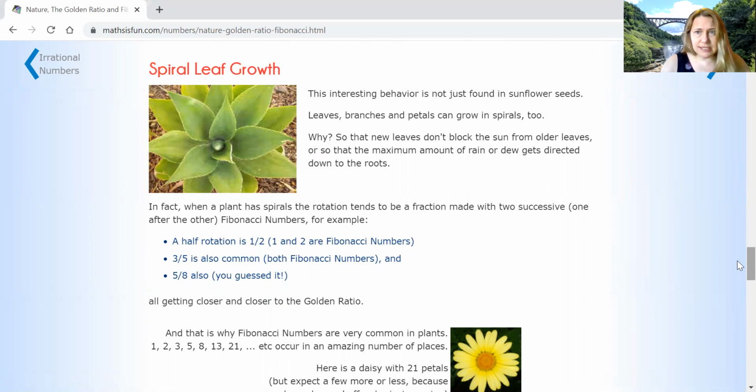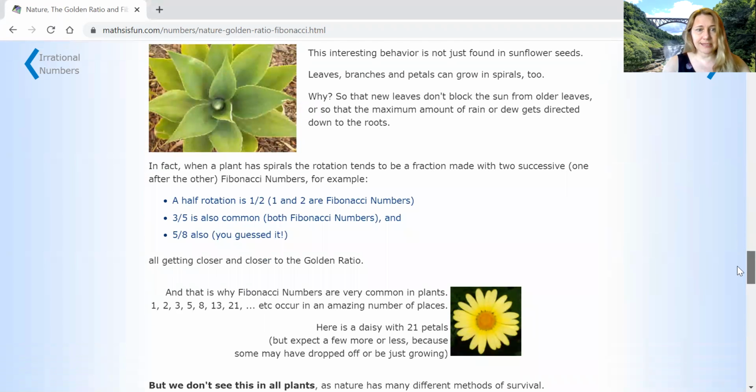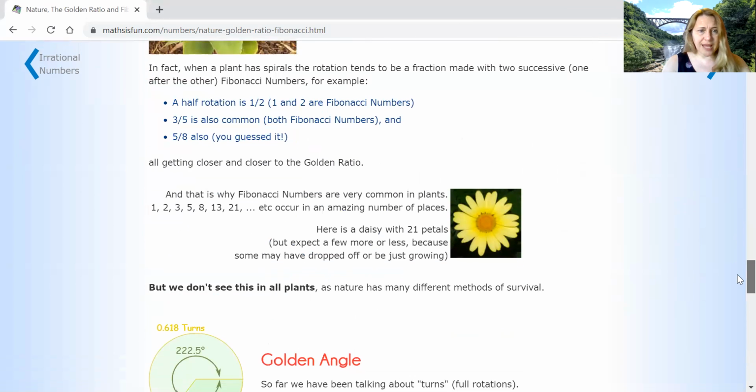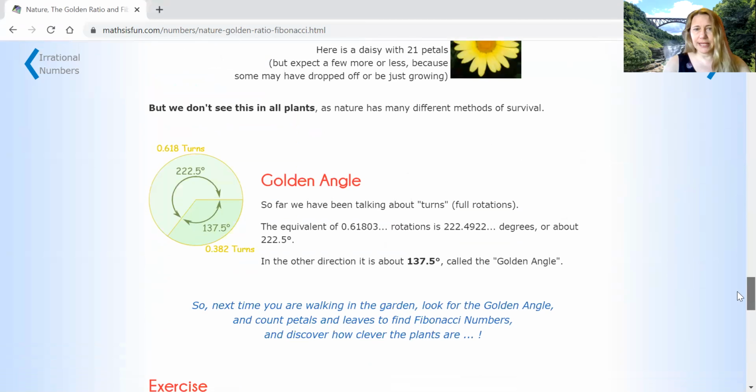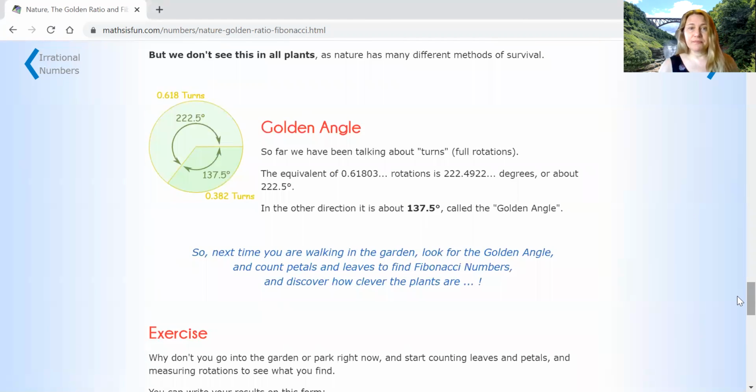So anyway, let me just look and see if there's other things I wanted to highlight with you. Some of this stuff looks just like the things that I had on slides in class. And I like this point, right? That we don't see this in all plants, as nature has many different methods of survival. So that's an interesting point. Here's the golden angle. In class, I asked you to estimate the golden angle. A lot of you said like 120, 130, something like that. So here's how we get the golden angle. And this does need to get written on your participation handout, that's my way of holding you accountable today. So I asked how the golden angle was formed.